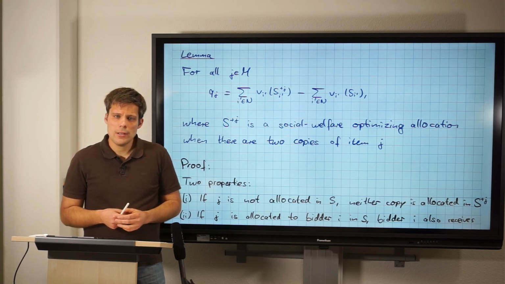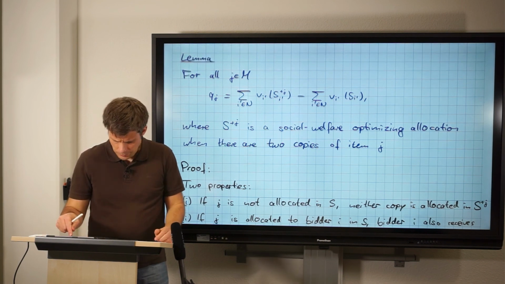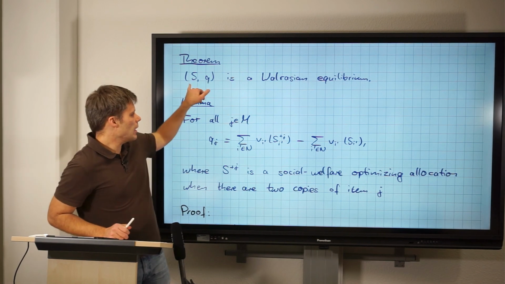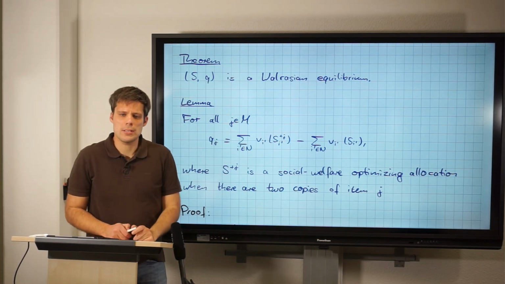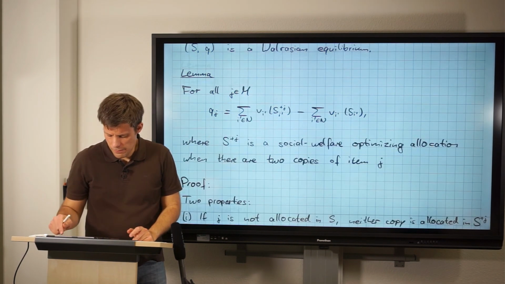And now the only thing that we have to do is we'll only have to prove our theorem by this lemma, which was stating, okay, with these prices we'll get to a Walrasian equilibrium. How do we do that?